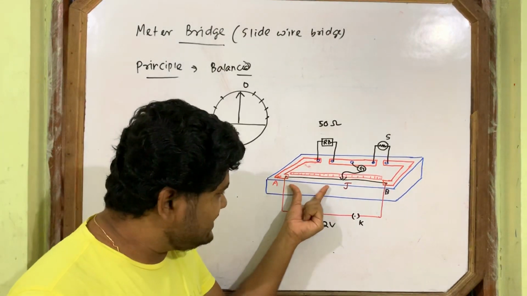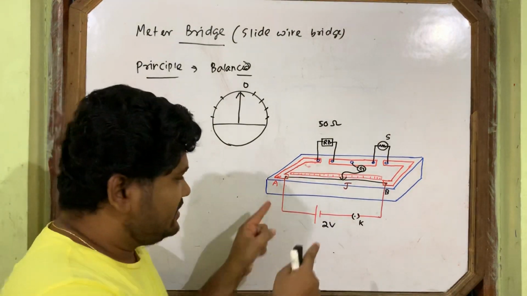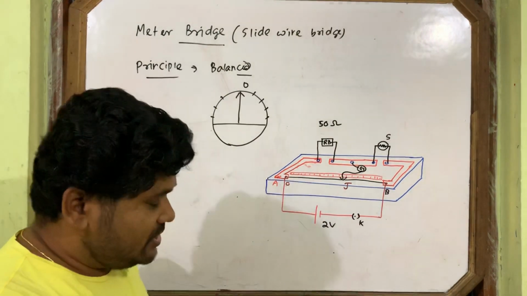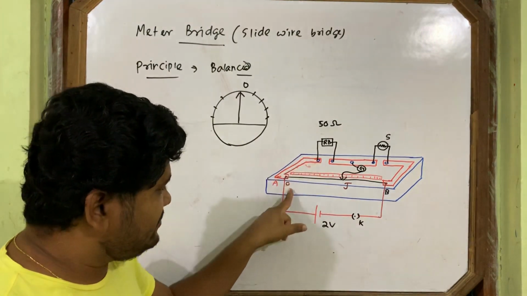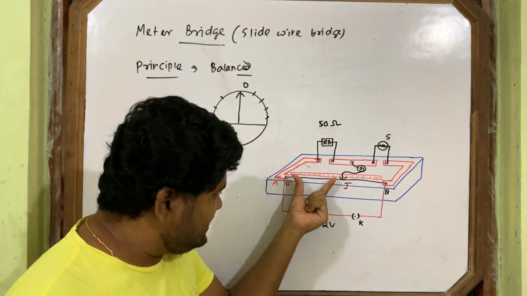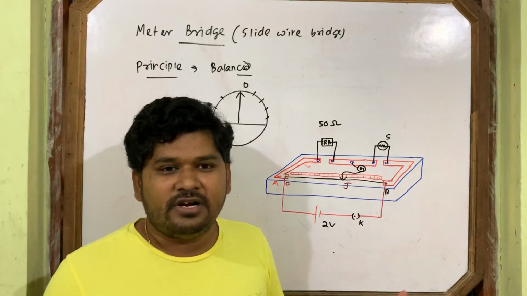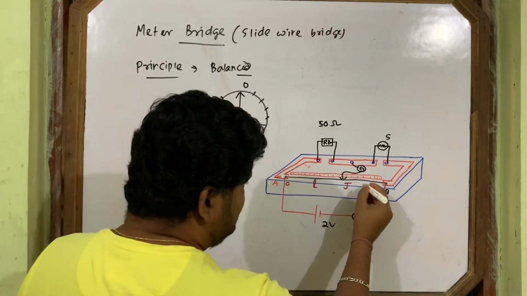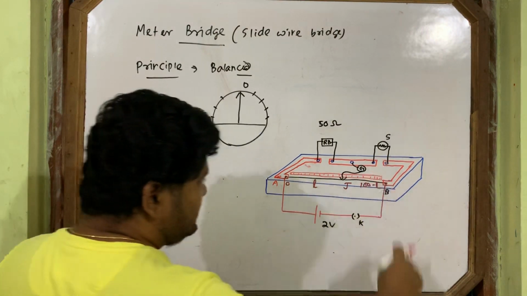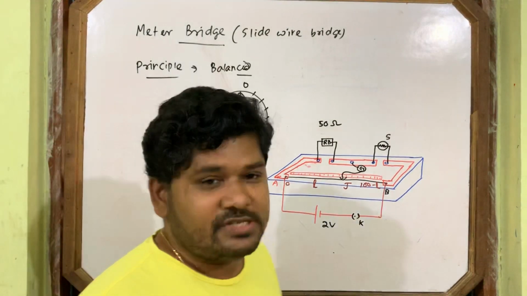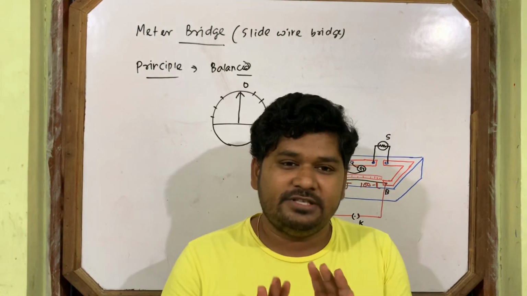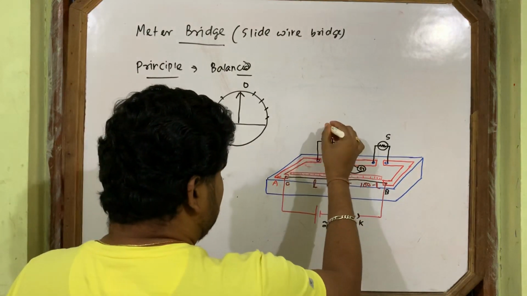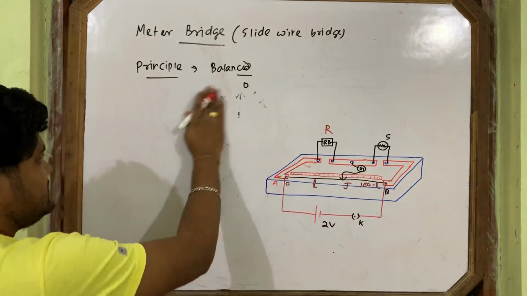You measure the length AJ, and your measurement will start from 0. We said the resistance box is there, keep it at 0. Measure the length AJ, then BJ is obviously 100 minus that much. Suppose this length is L, then this is 100 minus L centimeter. So this is your experiment. The observation is this much. This distance you have taken as R.